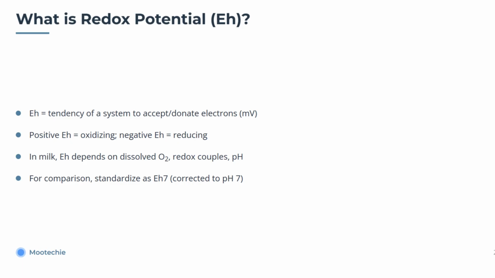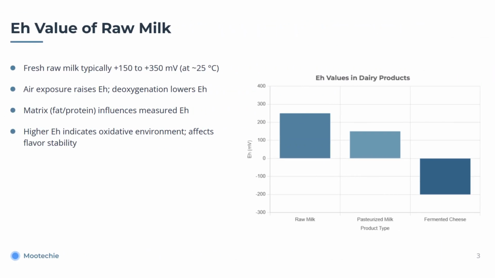Moving forward, let's understand what is redox potential, or EH. EH is the tendency of a system to accept or donate electrons, measured in millivolts. A positive EH means an oxidizing environment, while a negative EH indicates a reducing one. In milk, EH depends on dissolved oxygen, various redox couples, and the pH. For easier comparison, we often standardize it as EH7, which is the value corrected to pH 7.